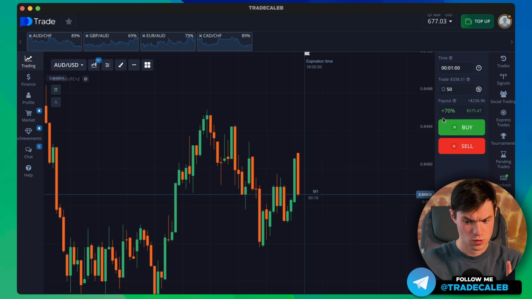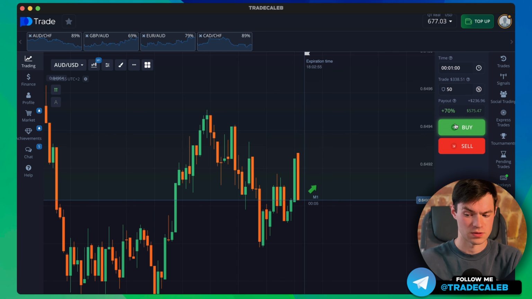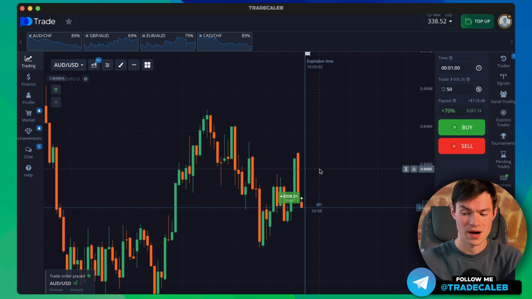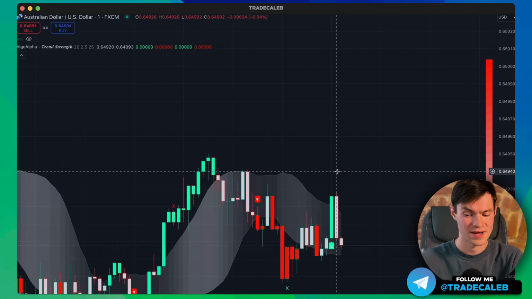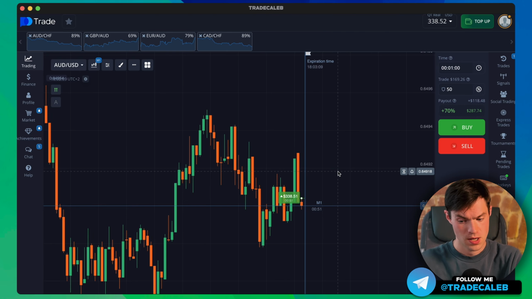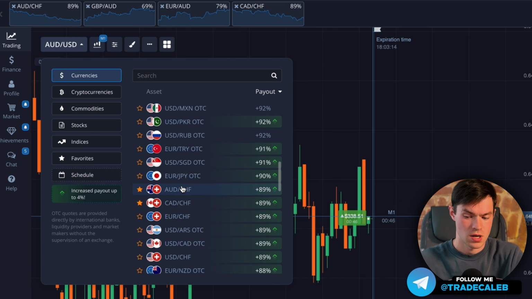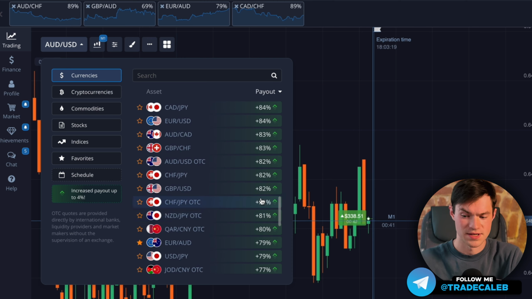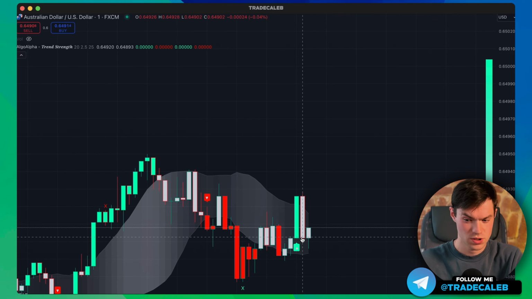I pay attention to the 70% payout. Of course, I would like the payout to be bigger, but sometimes on the usual currency pairs it's like this. So if you are a beginner and trading this strategy for the first time, be sure to choose only high yielding currency pairs, because otherwise you simply cannot recover a loss, if you have one. Here is 89%, I'm sorry, 80%, it is generally good.